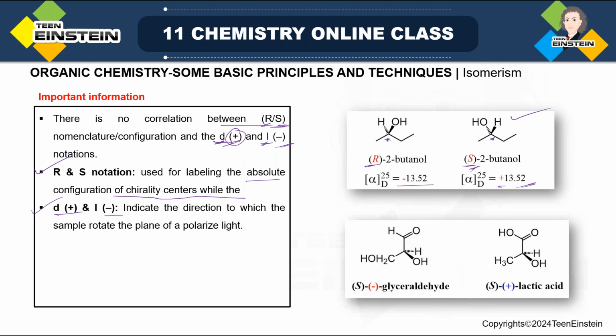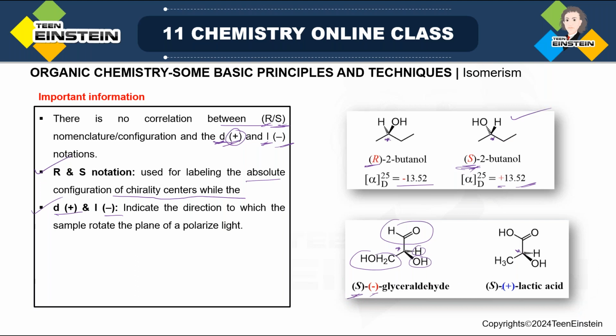Another example, look at this. This molecule is glyceraldehyde. In this molecule, we have just one chiral center. In this chiral center, you have a total of 4 different groups: CHO, H, OH, and CH2OH. So this is the chiral center. It has S configuration, but it is negative. Though it is S, it is still rotating anti-clockwise. That means just because a molecule is S, it does not mean it will have a positive sign or negative sign, because sometimes it may be positive, sometimes it may not be. You can see that from these two examples.